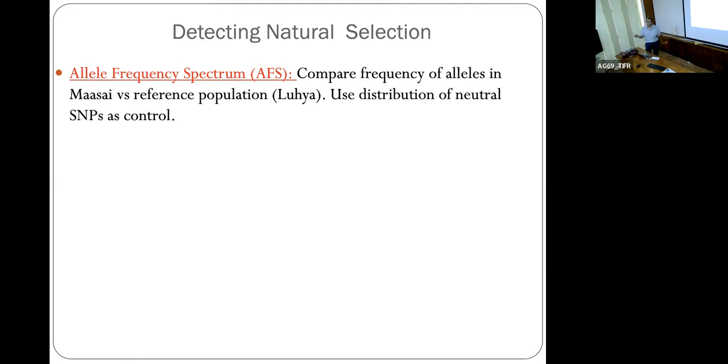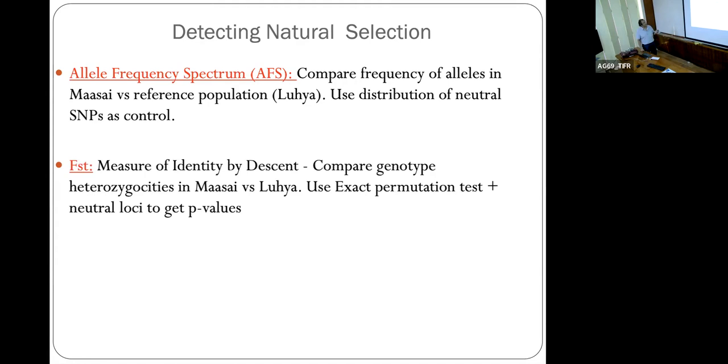Then the other method is something called FST, which is a standard technique in biology where you measure identity by descent. So you basically pretend that every locus, what is the likelihood that this locus is related to the previous generation, right? The probability that this locus came from some individual because of selection.